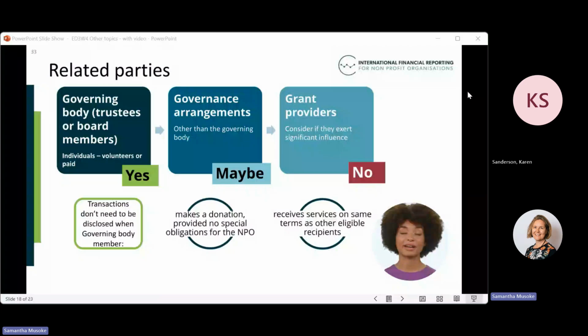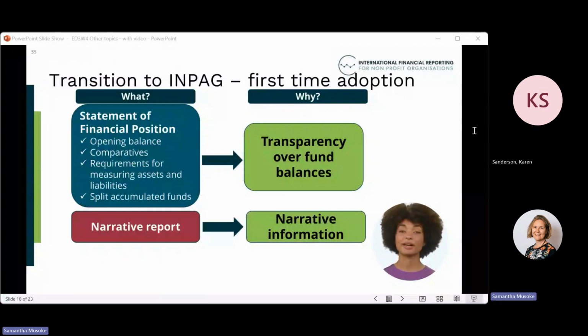The final section of this video looks at the guidance for those NPOs adopting INPAG for the first time. Section 38, Transition to INPAG, applies to any NPO adopting INPAG for the first time. It sets out the requirements for recognized liabilities to create an NPO's first statement of financial position that is compliant with INPAG, and for the narrative report.